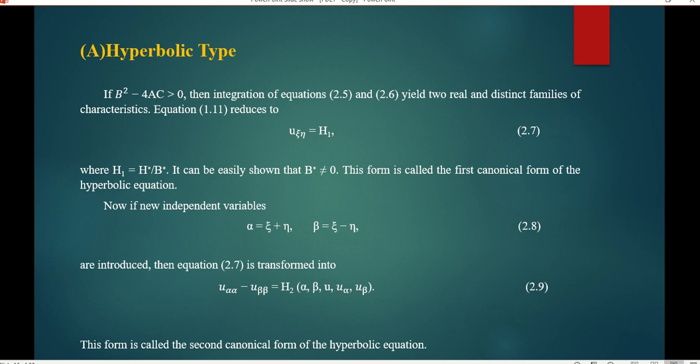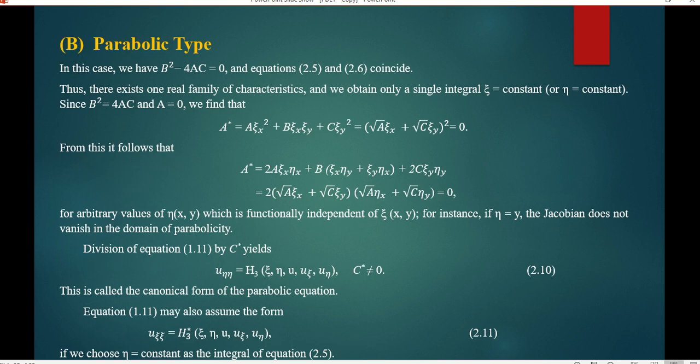Suppose we consider new independent variables alpha and beta, denoted by equation 2.8, then we have the equation 2.9, and that is called the second canonical form of the hyperbolic equation. Likewise, for the parabolic type, we have b square minus 4ac equal to 0. So the characteristic equations coincide. Thus there exists one real family of characteristics, and we obtain psi equal to constant or eta equal to constant.